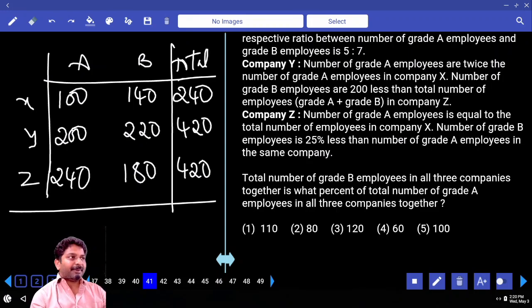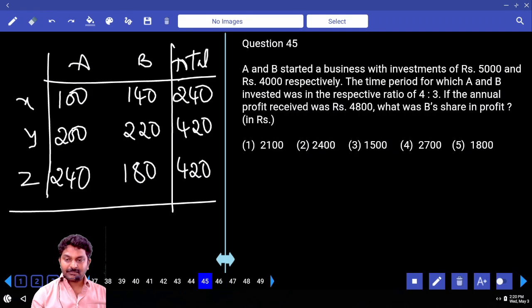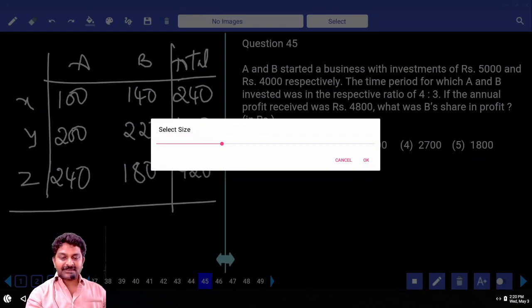Once the table is prepared, I hope you can answer all the questions. If you want me to explain the questions, I will. You want me to explain? Right. So should I start with 45 onwards?